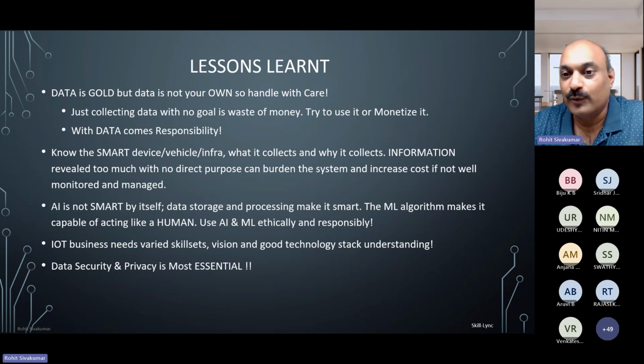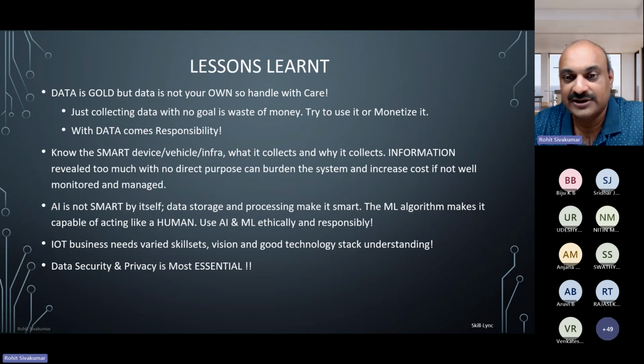IoT business is all about varied skill sets, varied technology stacks. So a good understanding of what will work and what will not, because all these vehicles have a lifespan of 10 to 15 years that they need to be supported. So you have to make the right choice of what you're going to bring on the tech stack level.